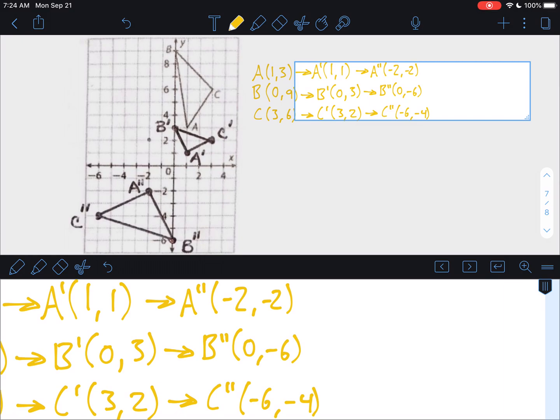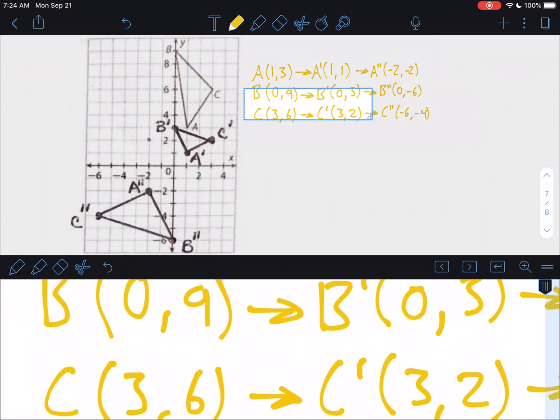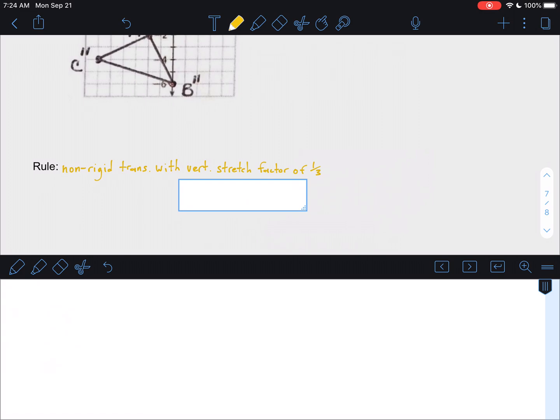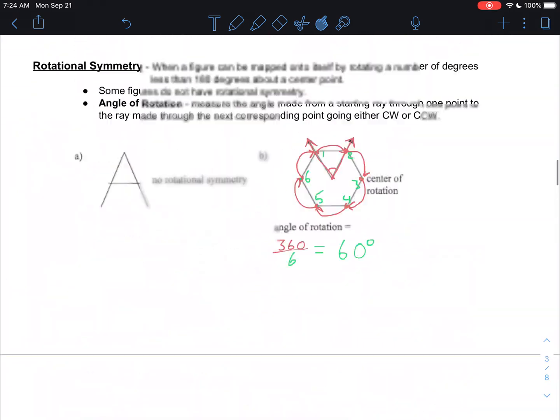So if everything is being multiplied by the same number, both the x values and the y values are being multiplied by the same number, that is not just a non-rigid transformation, it's a dilation. So let's go back up and look at dilations.